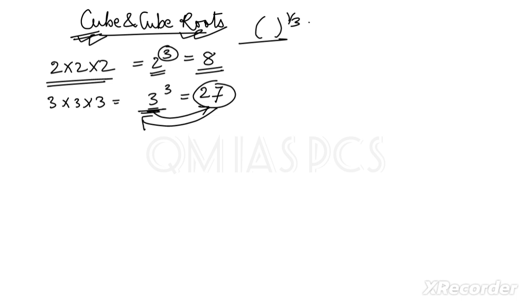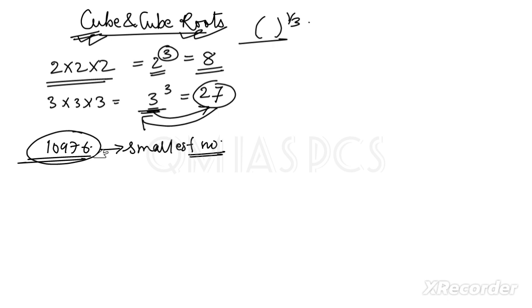So let's try a similar question as before, which we did in square root. A number is given, 10976, and by what smallest number do we have to multiply it to make it a perfect cube? We have to make a perfect cube. So what we have to do is a prime factorization of this number.